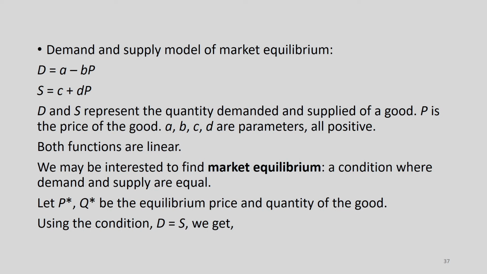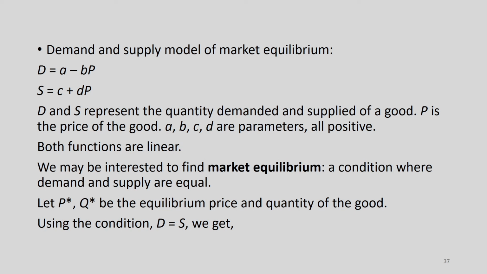Capital P is the price of the good. Price means price per unit, like 20 rupees per ice cream. So, there 20 rupees is the price. Small a, small b, small c, small d are all parameters, and they are all positive numbers. And you can see both these functions are linear functions. The demand function is a linear function. The supply function is also a linear function.